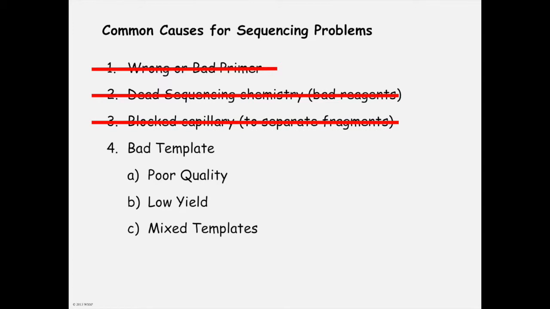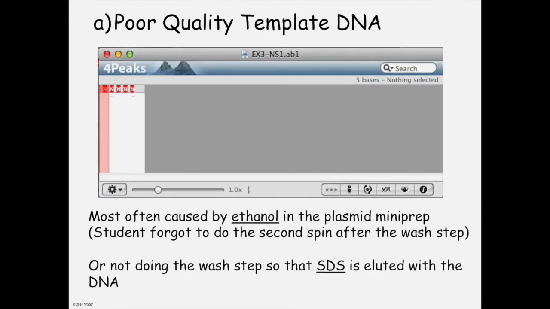So it leaves us with number 4, which is more likely what's going to happen to your DNA sample, or what could happen to your DNA sample. One, you could have poor quality DNA. It's just not a good sample, low yield, or mixed templates. So let's take a look at what that looks like. Poor quality template DNA is often caused by ethanol, and this is usually a problem in the mini prep. So students forget to do the second spin after the wash step.